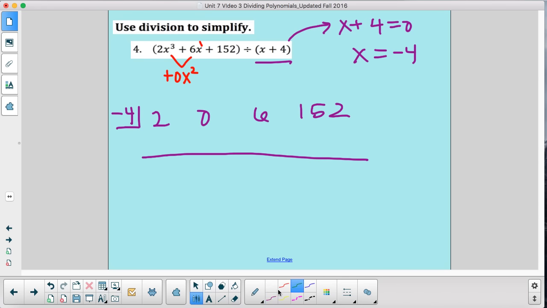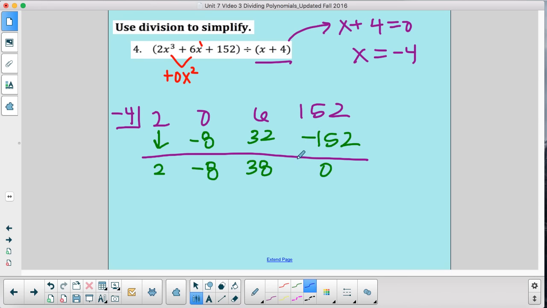Now I go ahead, start out, bring down the 2. Negative 4 times 2, negative 8. What did we do before? We added, so 0 plus negative 8 is negative 8. Multiply negative 4 times negative 8. That gives us 32. Then we add again. 6 plus 32 is 38. Negative 4 times 38 is negative 152. Add those together and I get 0.